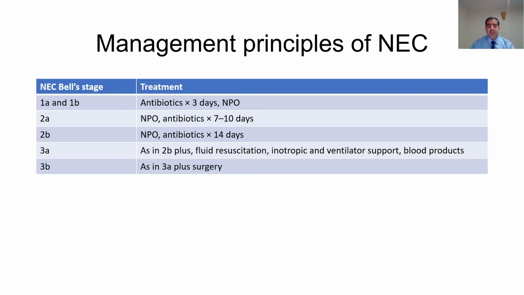In stage 3A, in addition to what's mentioned for stage 2B, you need fluid restriction, inotropic and ventilatory support, in addition to the possibility of blood products. While in 3B, you need to consider surgery and to discuss with the surgeon the timing of NPO.